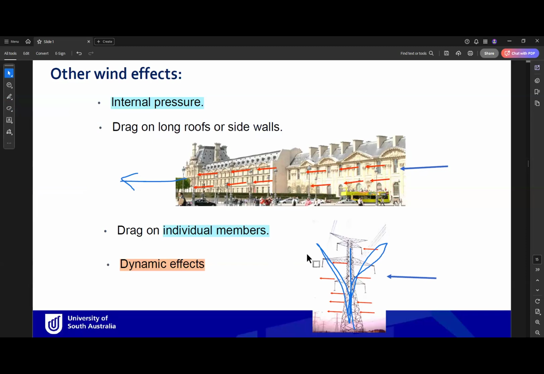Okay, do you have any questions, guys, about how the wind actions affect the building? Any questions, guys?